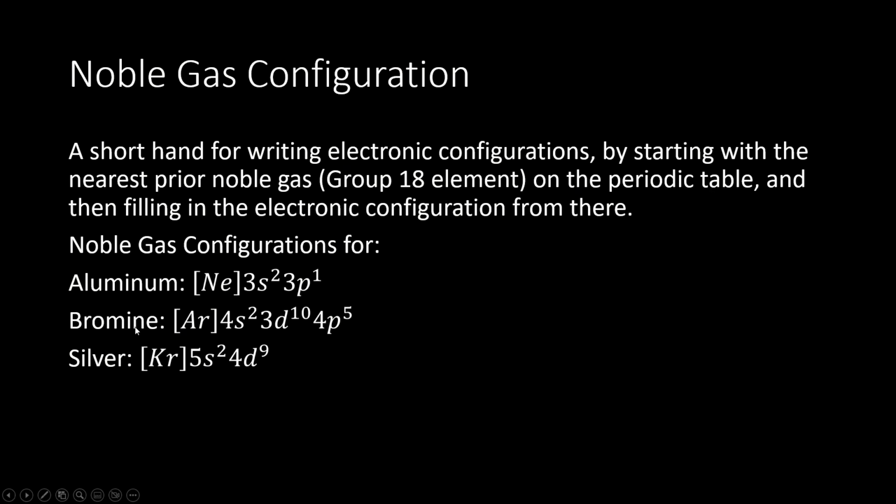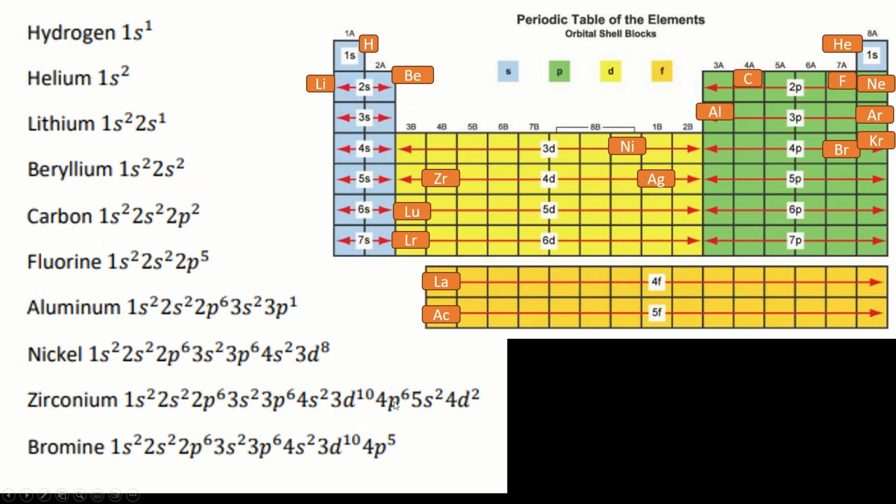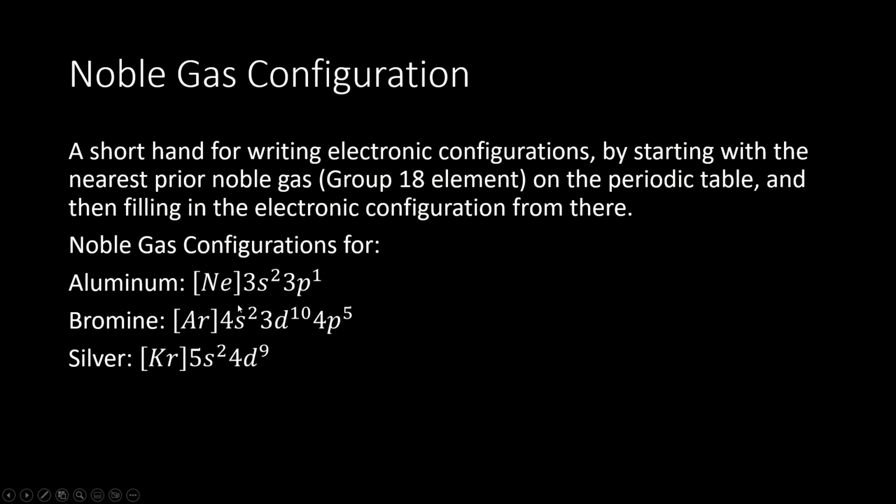Right before bromine, the element that's in group 18 before bromine is argon. So [Ar] 4s², 3d¹⁰, 4p⁵. And for silver, well, the element that shows up before silver in group 18 is krypton. So then we would write krypton in brackets, then we would just write 5s², 4d⁹. So that's a way of helping to write our electron configurations, but in our noble gas configuration shorthand.